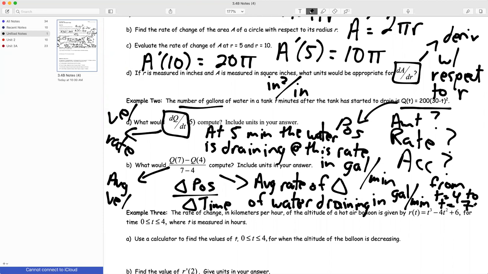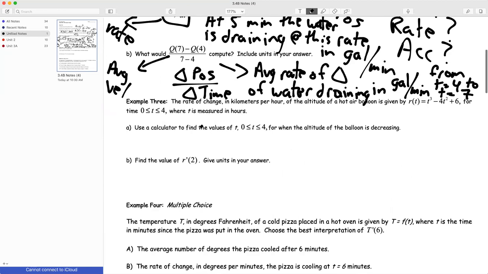Okay, for the next example, you will need a calculator. Example 3 says the rate of change in kilometers per hour of the altitude of a hot air balloon is given by R of t equals t cubed minus 4t squared plus 6 for time between 0 and 4, where t is measured in hours. So this is like a what? It's a rate of change. It's a rate, so this is like a velocity. You can also notice that from the units. It's kilometers per hour. So part A says use a calculator to find the values of t for t between 0 and 4 for when the altitude of the balloon is decreasing.